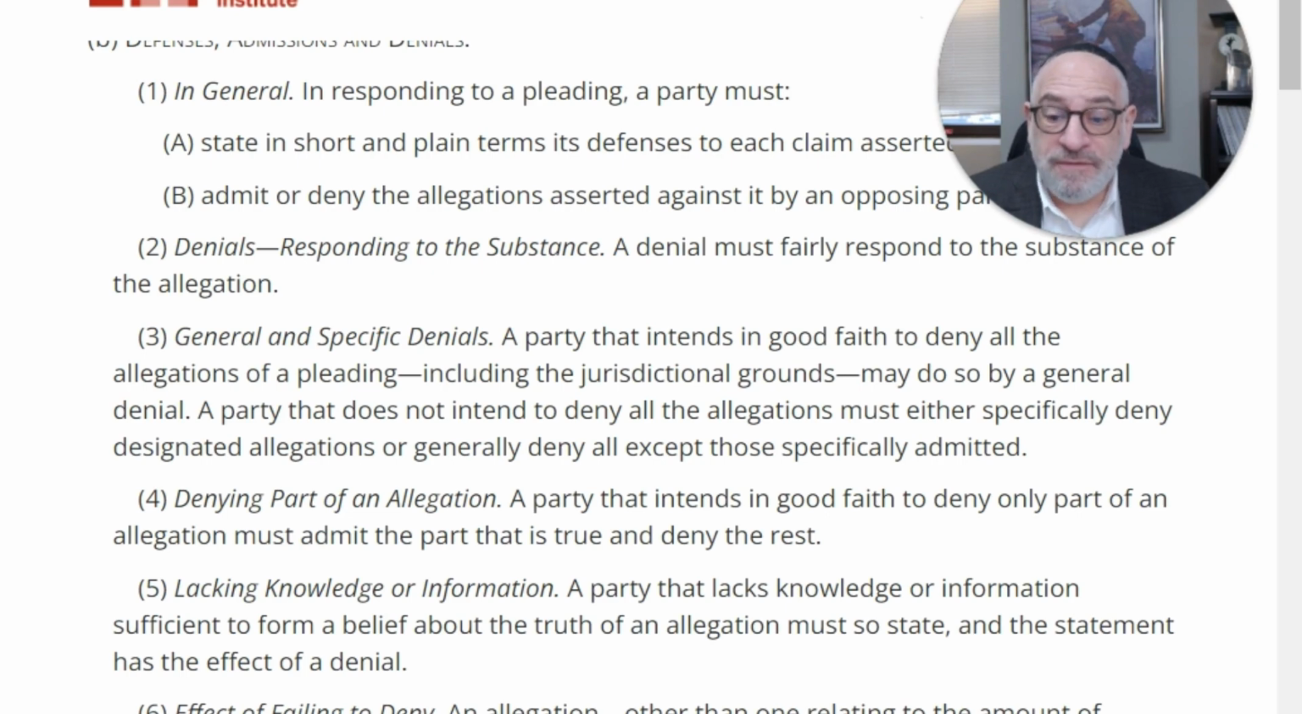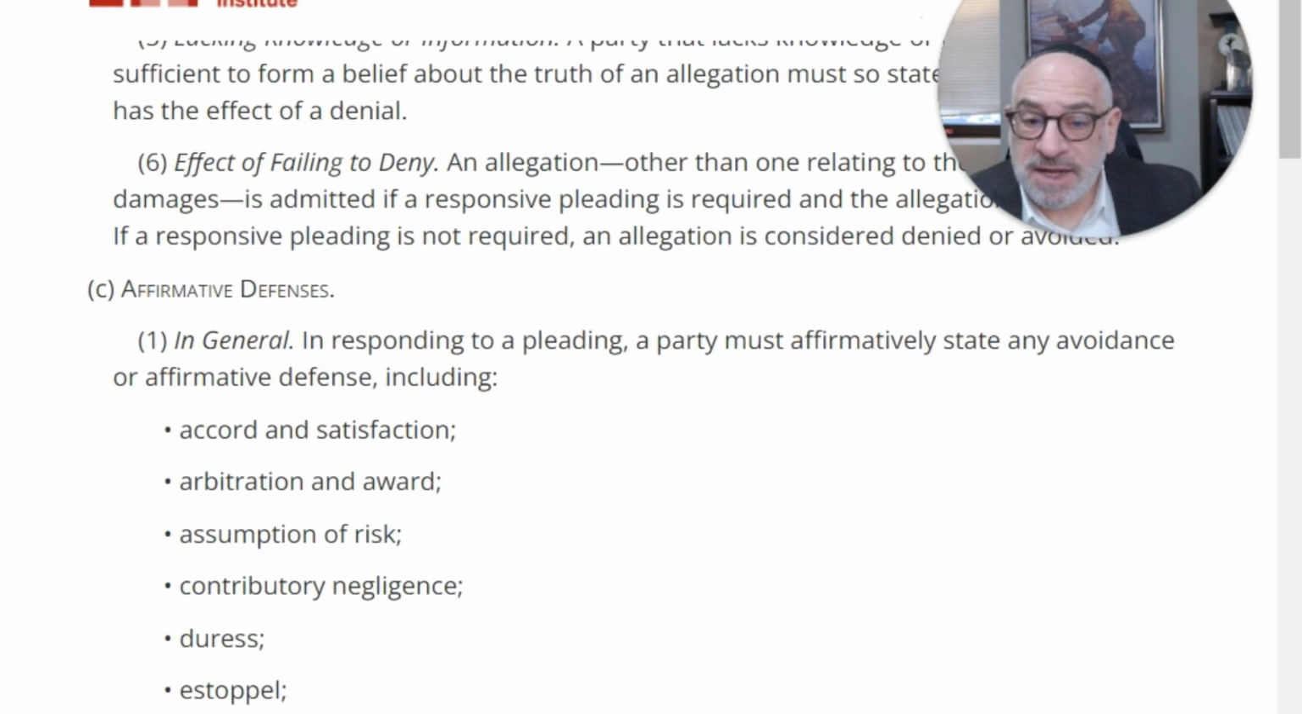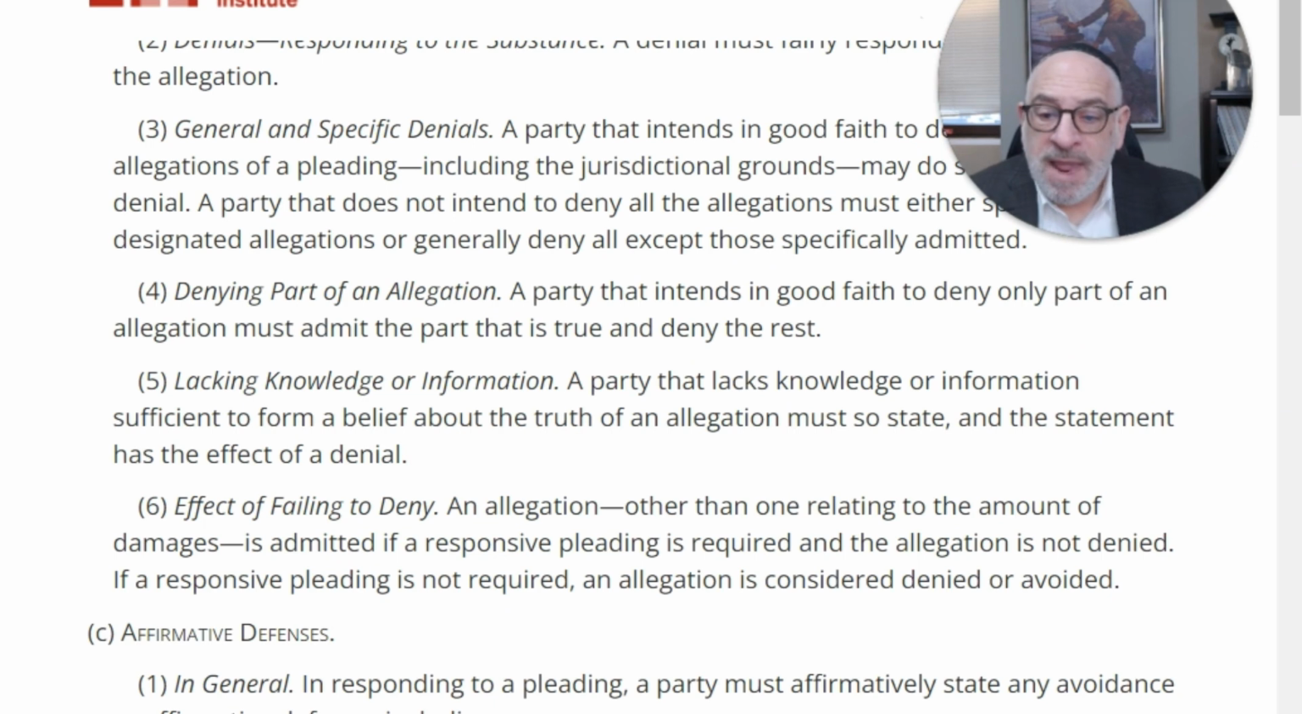And indeed, what is the effect of failing to deny? Let's look at the next section, section 6. Any allegation other than one relating to the amount of damages is admitted if a responsive pleading is required and the allegation is not denied. That could be a big deal. An admission at this stage of the case could end your case. If it's an error, chances are you can fix the error.